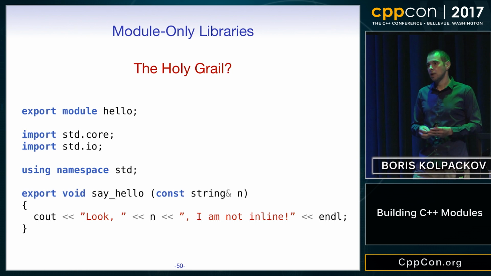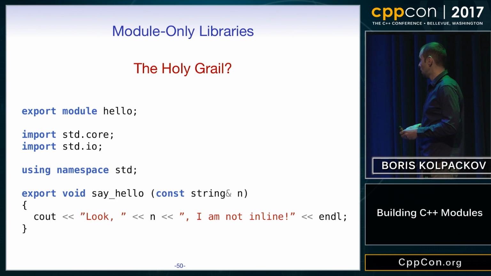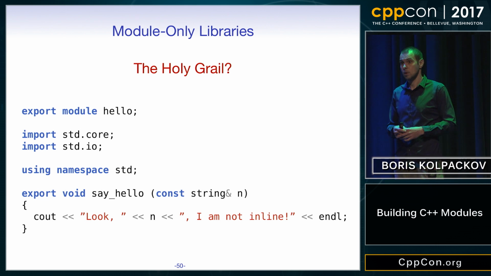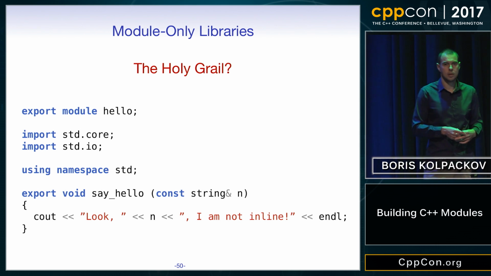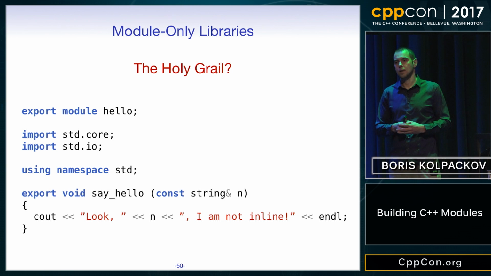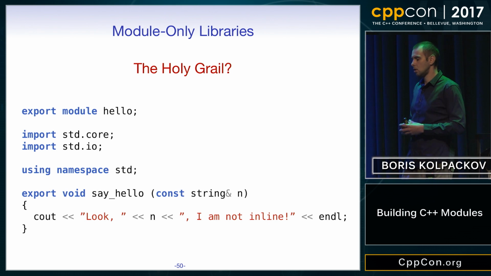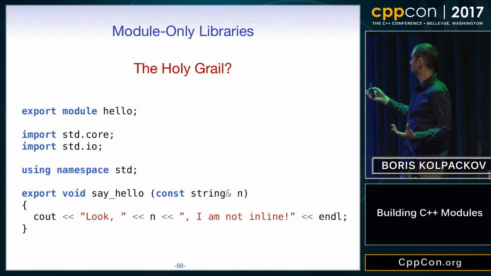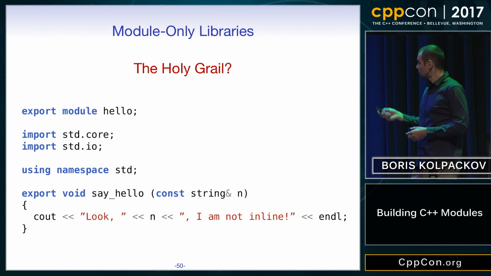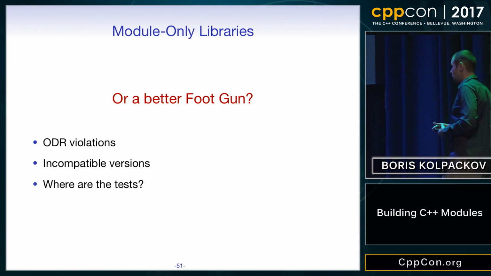But wait, what about header libraries? What happens to header libraries once we modularize things? Do they become module-only libraries? Remember, now we can have the definition of a non-inline function in a module interface. Do we have the Holy Grail? Look at that. This will work. Well, or maybe we just got a better foot gun, right?